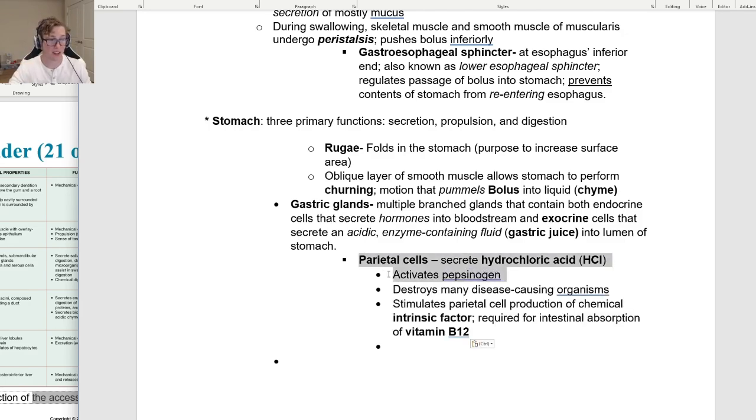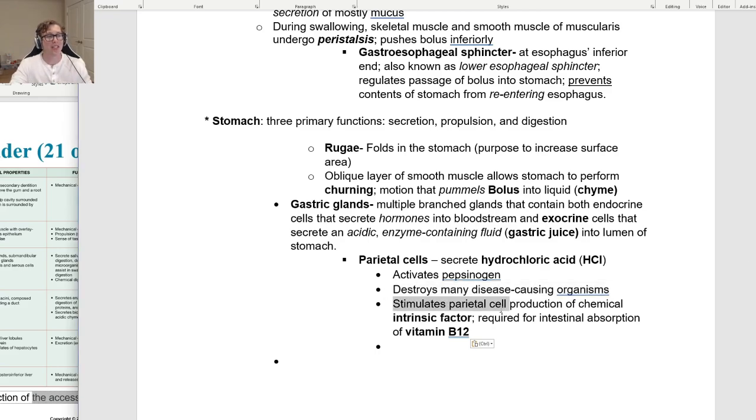1, it activates pepsinogen. We don't know what that is yet, but we will. It destroys many disease-causing organisms. Remember, bacteria, viruses, and everything, they like to be at a very neutral pH because that's what our body is, that's what our blood is, that's what our interstitial fluid is, and that's where most things are able to replicate. By having the pH of the stomach be so low, it's essentially acting as a pit of acid. And when you swallow them, they sizzle, burn, and die.